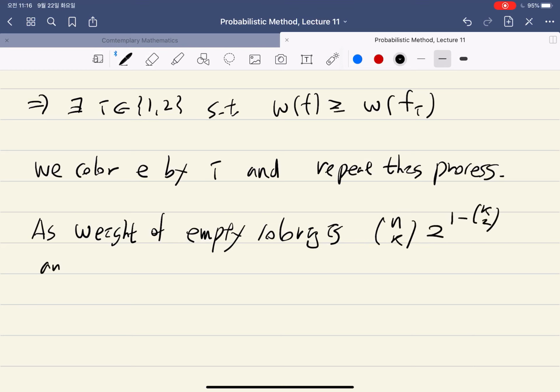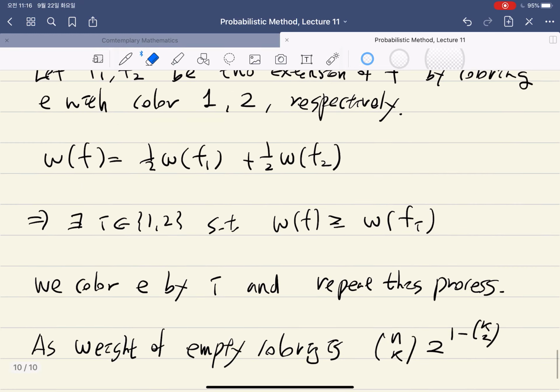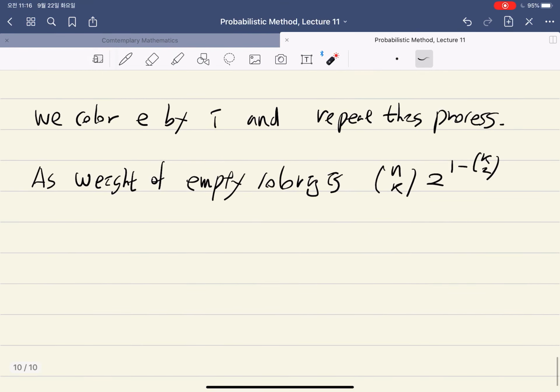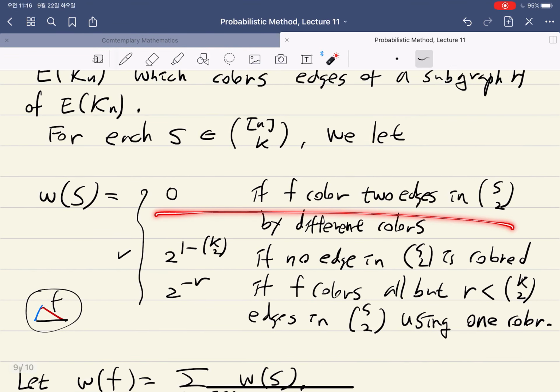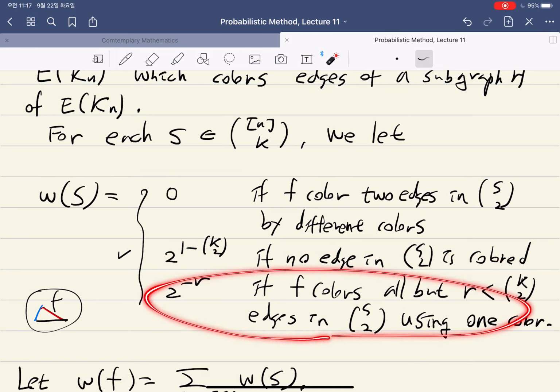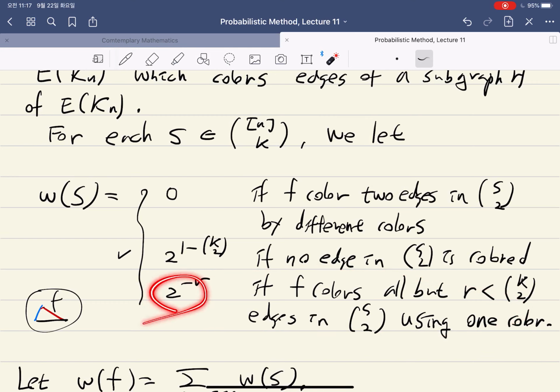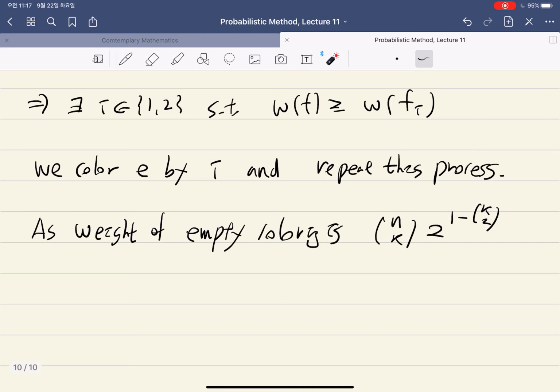And also by our choice, this weight always decreases. And once we finish the coloring, then what's the weight? The weight here, this case is 0. This case never happens at the end. And this case, if R is 0, then this is 1.